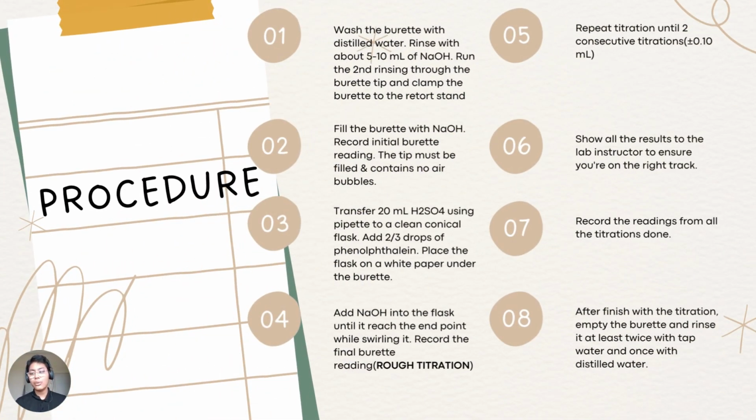Then we can start our experiment by washing the burette with distilled water. Rinse about 5 to 10 ml of sodium hydroxide. Run the second rinsing through the burette tip and clamp the burette to the retort stand. The rinsing is needed to ensure that there is no residual water that can dilute the titrant when the burette is filled with the sodium hydroxide solution.